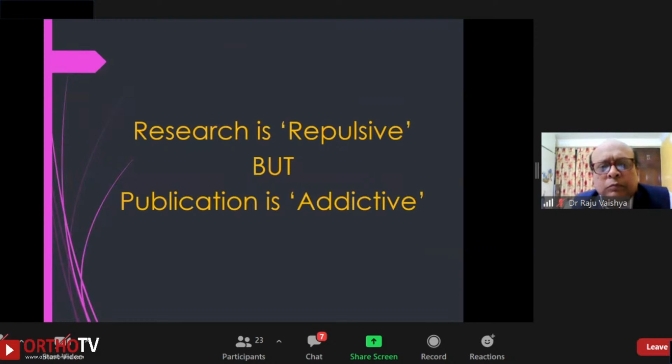But research is usually considered repulsive by most clinicians, but once a research is published by any clinician, then publication becomes addictive, and they would like to have more and more publications in future. And hence, you must try to do a couple of publications, and then you see how you become addicted to it.